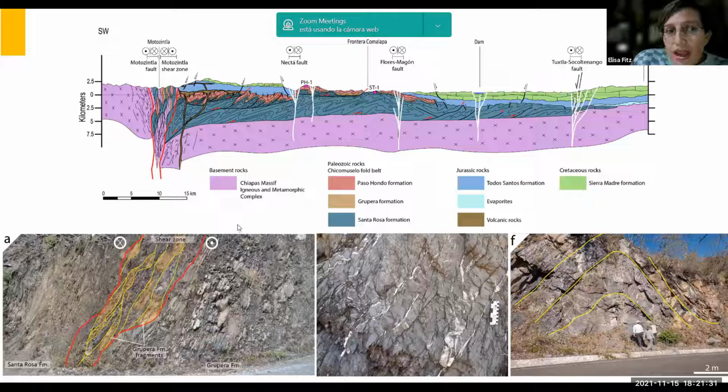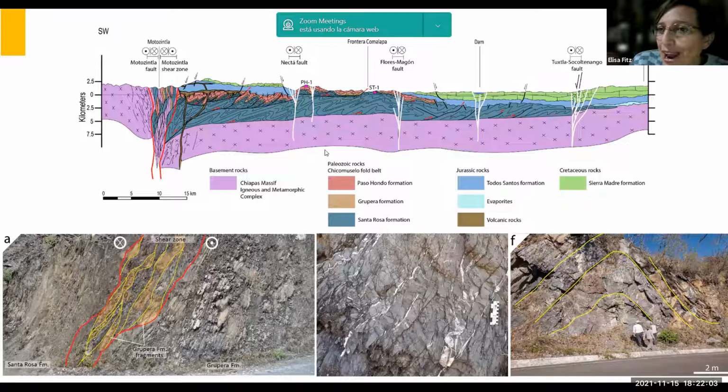Because of its width, about 3-4 kilometers, and an exposed length of about 30 kilometers in the Motocintla region, we think this represents one of the most important weakness zones in southern Chiapas. And we also believe that it played a role in the development of later basins, such as this Jurassic basin that is on top of here, because it is located right at the southern edge of these basins.